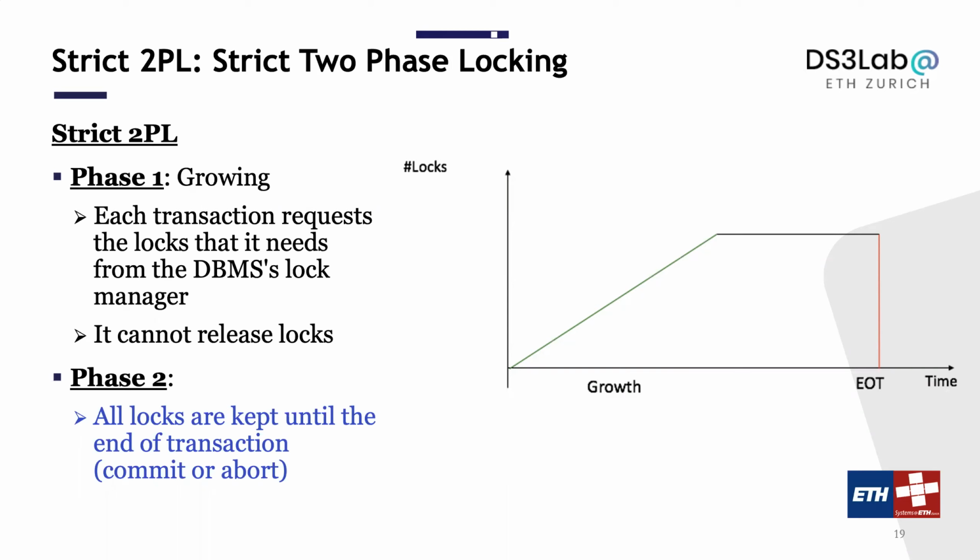Okay, if you look at the number of locks over time, you have the growing phase with the number of locks increasing monotonically, and then that doesn't change until the end of the transaction, when you release everything. If you do that, that's a strategy called strict two-phase locking.